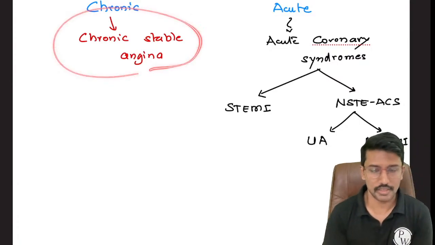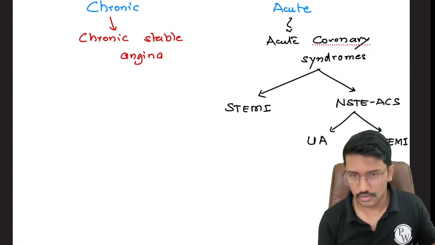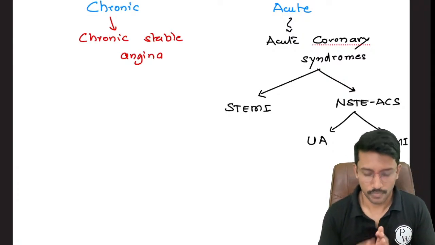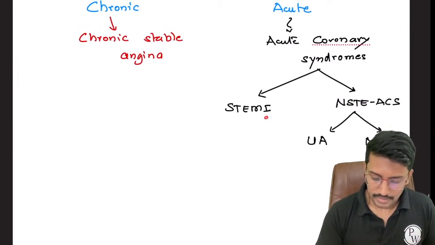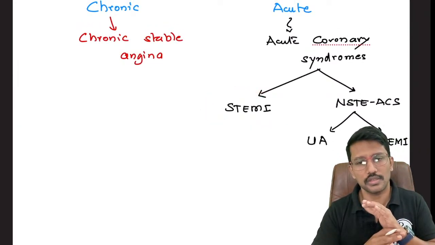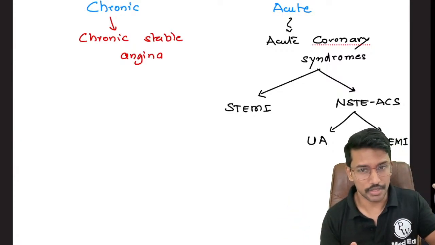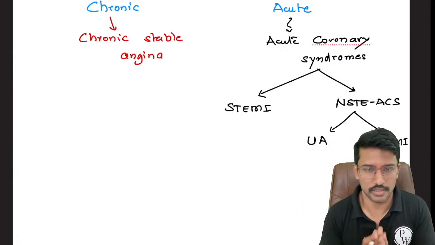Okay, so conceptually, what is it? In chronic stable angina, there is demand and supply mismatch only on exertion. At rest, no problem, no infarction. In STEMI, there is demand and supply mismatch critical enough to cause infarction of the entire thickness of the myocardium, and that is why I have ST elevation. This is the severe end of ischemic heart disease.